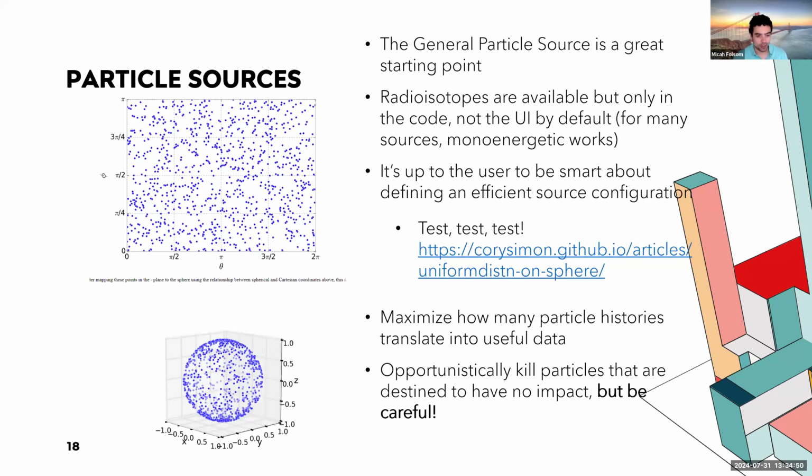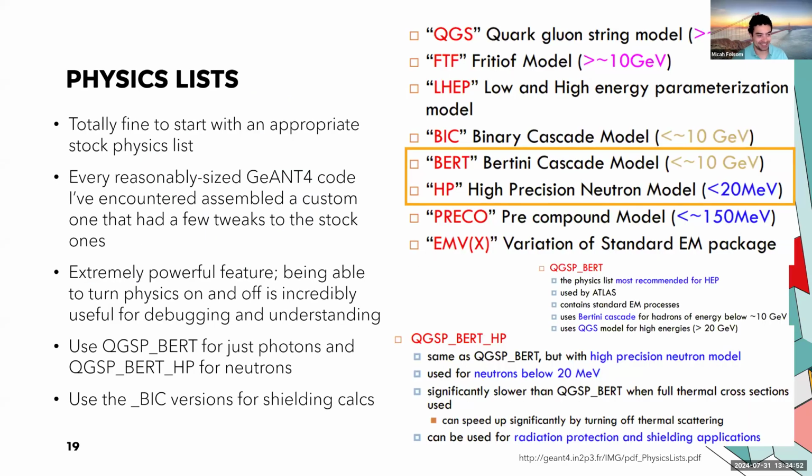Same with anything really in the code. Geant4 gives you a lot of power, so that means there's a lot of opportunity. Okay, so physics lists. This is something you'll have to define. And again, Geant4 comes from high energy physics, so there's a lot of stock stuff that's already here for you.